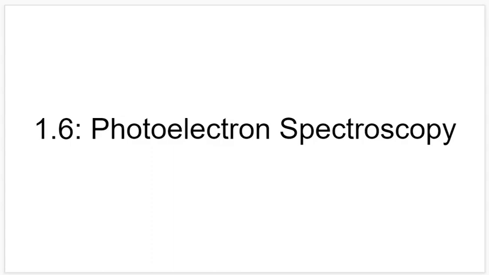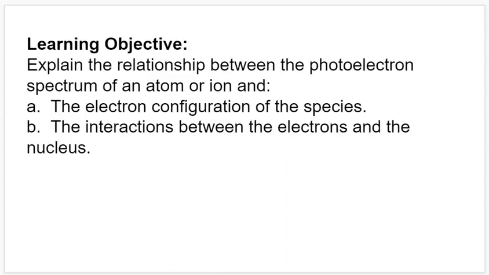Hello, AP Chemistry students. We're now at section 1.6 on photoelectron spectroscopy, which is an analytical technique used to gain insight on the electronic structure of an atom. So our learning objectives for this one are to explain the relationship between the photoelectron spectrum of an atom or ion and A, the electron configuration of the species, and B, the interactions between the electrons and the nucleus.